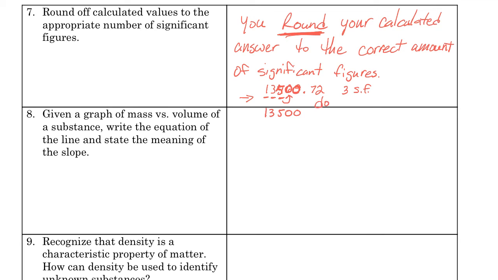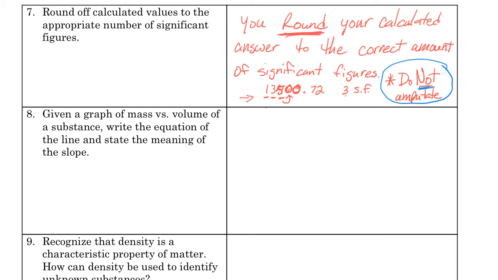Do not amputate your number. Never just chop it off so you have the number of significant figures. We want to round your answer. This answer here is reasonably close to our original number. If I chop that off and just call it 135, that's extremely different than my original number. 135 is very different than 13,500.